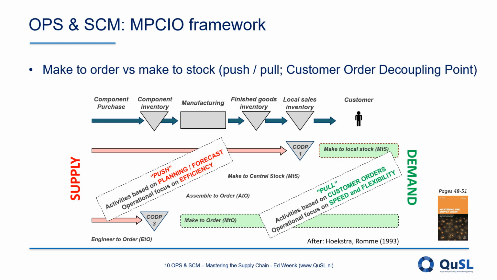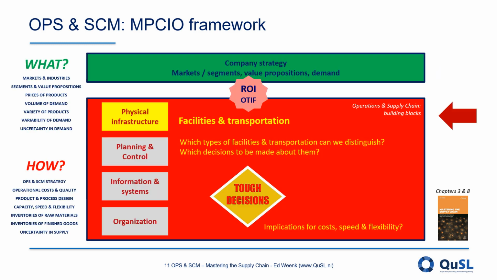A slightly more tangible topic then, facilities and transportation, also important parts of the physical infrastructure. Here a reflection rather than an explanation. Think of which types of facilities and which types of transportation we can distinguish, and which decisions we will have to be made about them. As a consequence, what can you see as the implications of those decisions for cost, speed and flexibility?